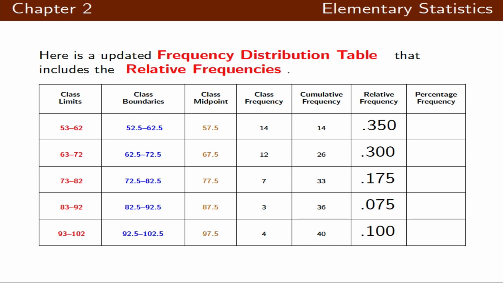So again, for the first relative frequency, we took the frequency 14 divided by 40. The second relative frequency, we took 12, the frequency of the second class, divided by 40. The third one, 7 divided by 40. The fourth one, 3 divided by 40, and so on and so forth.